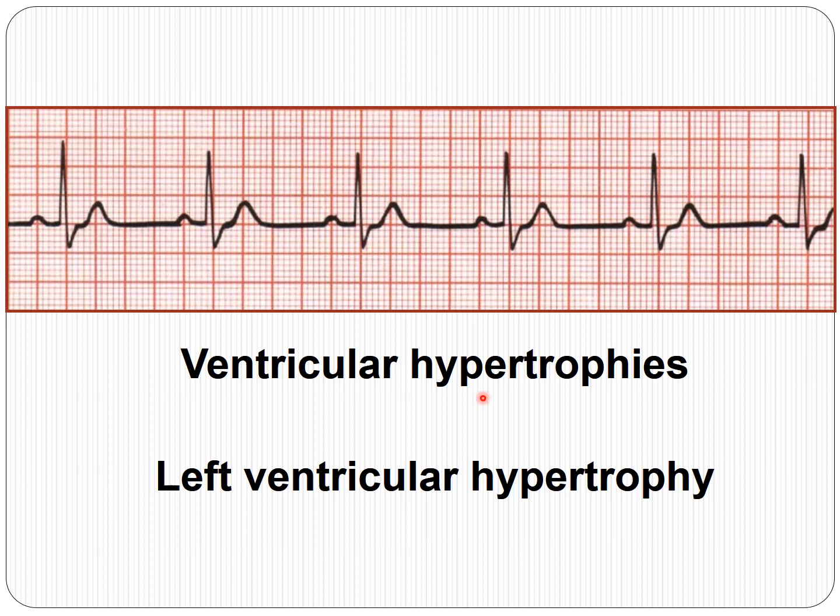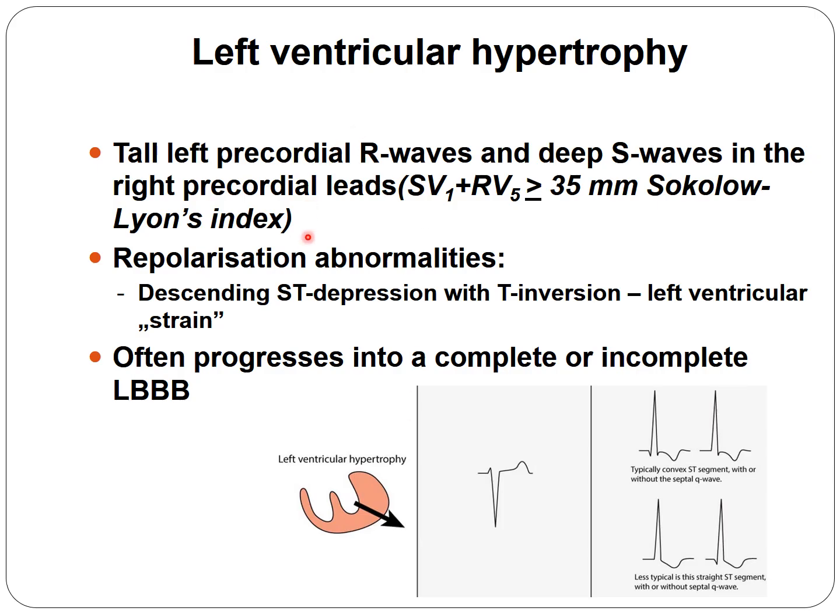Next, the ventricular hypertrophies, and the left ventricular hypertrophies that we will talk about. In left ventricular hypertrophy, we have tall left precordial R waves and a deep S wave in the right precordial leads. There are several so-called voltage criteria for left ventricular hypertrophy. The most commonly used is the Sokolow-Lyon index, where we sum the S wave in V1 and the R wave in V5 or V6, whichever is greater. If it's greater than or equal to 35 millimeters, that is a criterion for left ventricular hypertrophy.